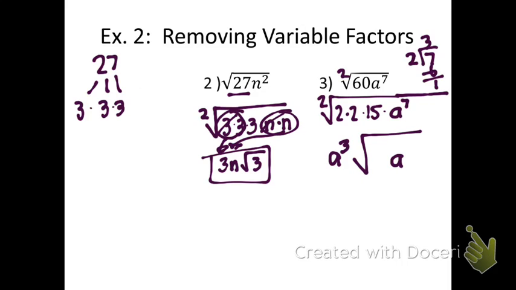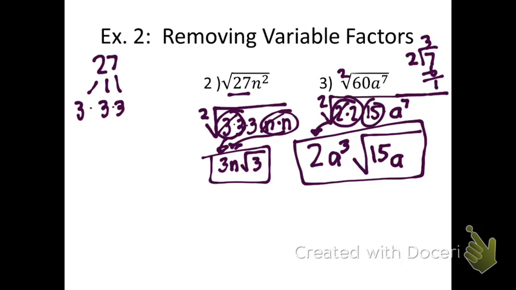on the inside. Focusing on the numbers, we have a group of 2's that will come out. Only 1 makes it out. And then, of course, this 15 doesn't make it out, so we just get stuck back into the radical sign. So your answer is 2a cubed, rad 15a.